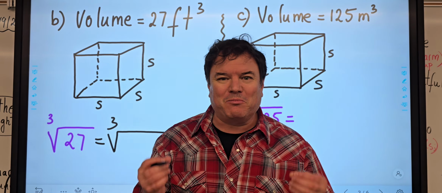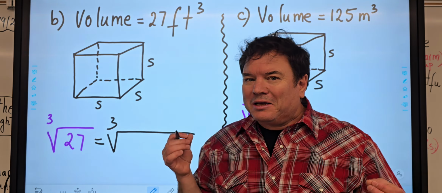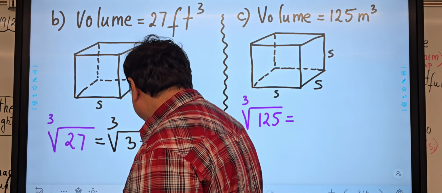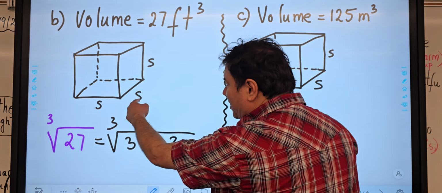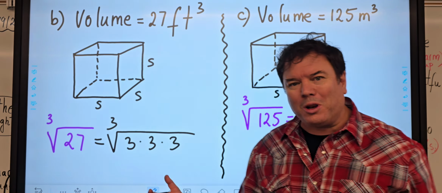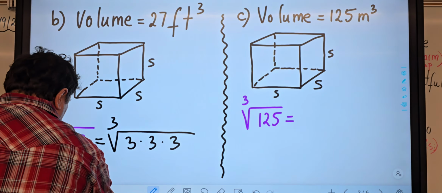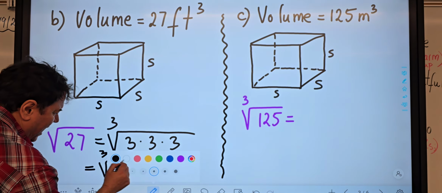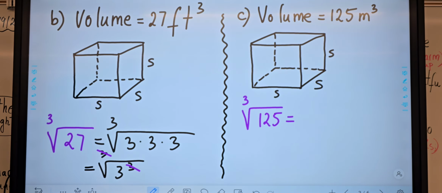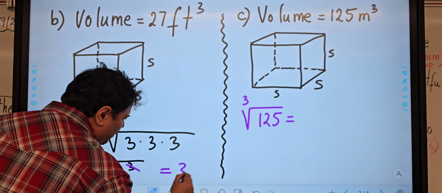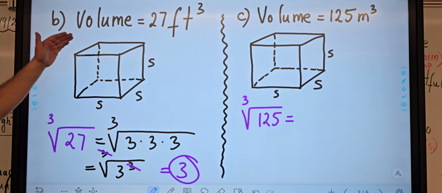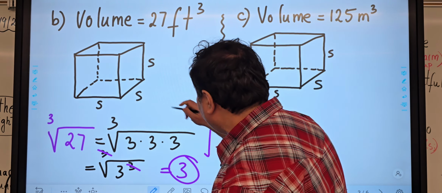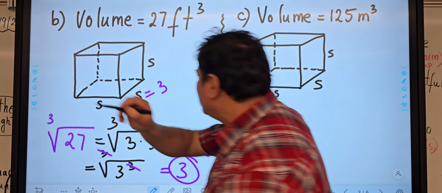We know that 27 can be broken down as each of these sides can be written as 3, right? Because if each side is 3, 3 times 3 times 3, 3 times 3 is 9, and 9 times 3 is 27. It only makes sense, right? So this becomes cube root of 3 to the power of 3, or 3 cubed. And remember now, we can cancel the exponents, and the final answer is just 3. So the volume is 27 feet cubed, and the cube root of 27 is actually 3, because each of these sides is going to be 3.